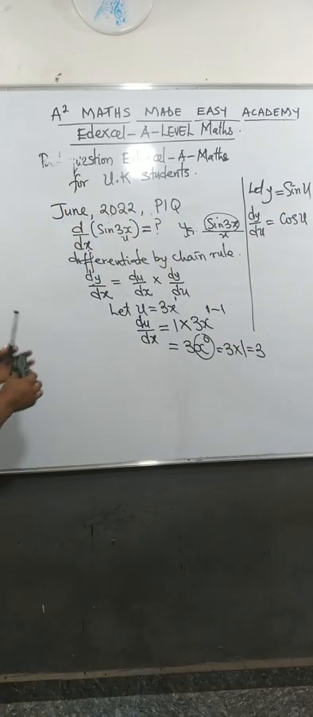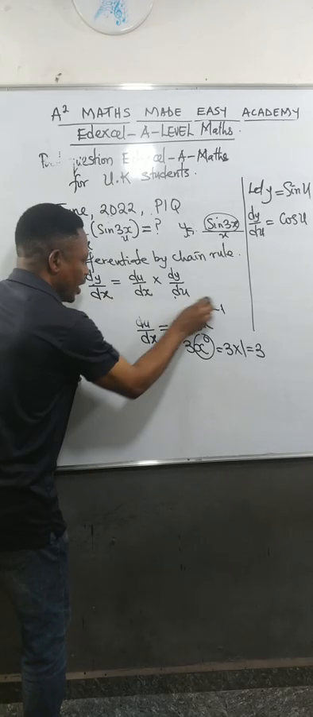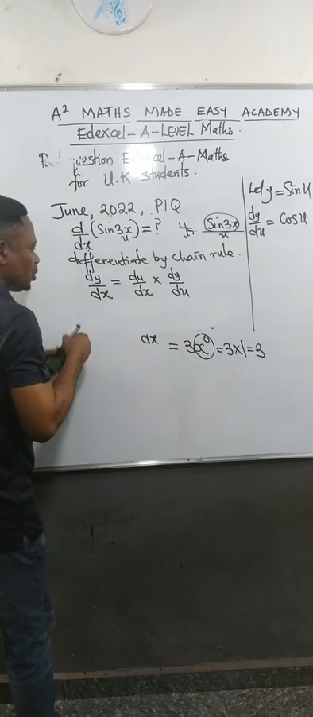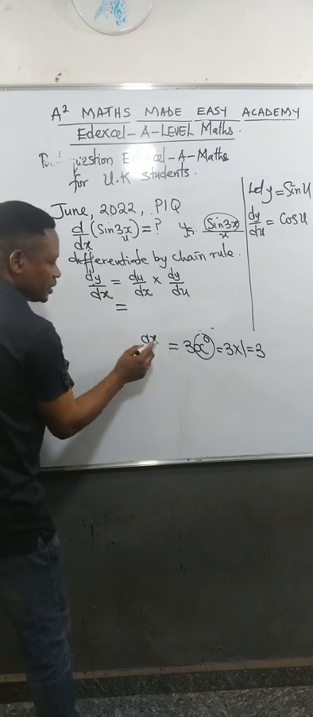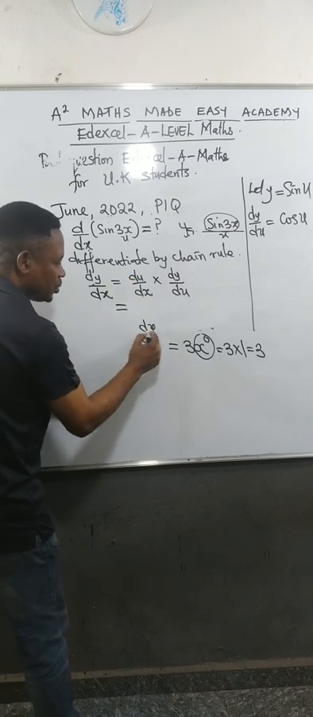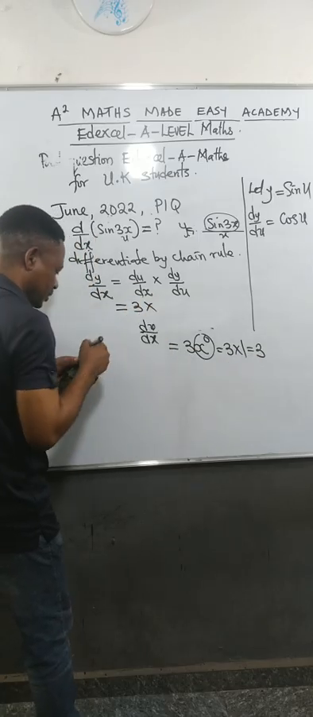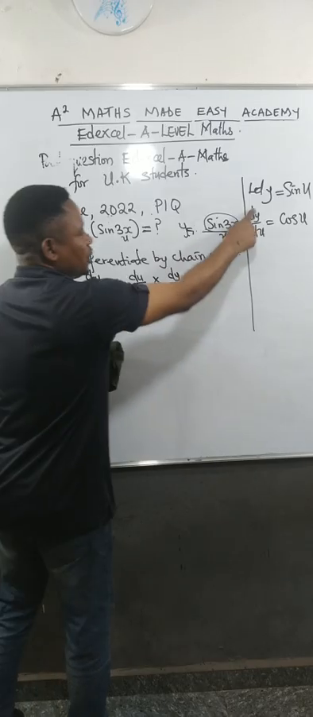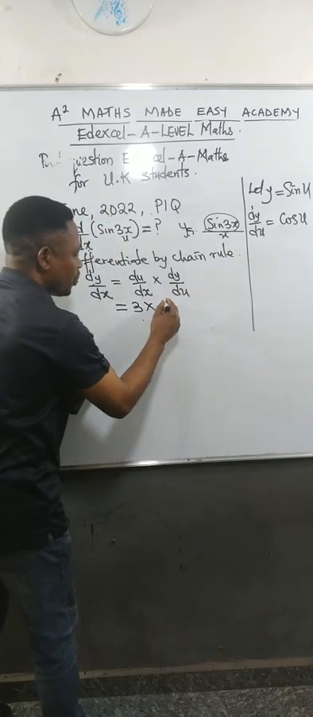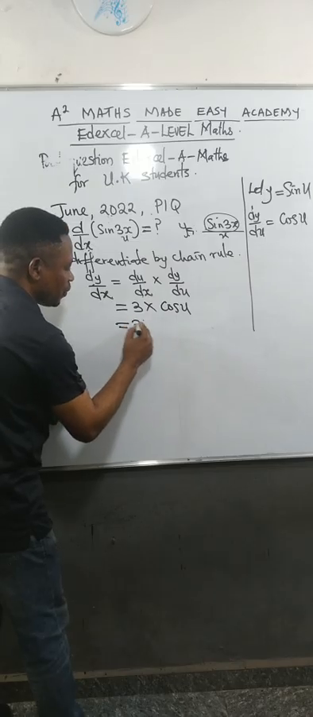Now what do we do? We now go back to the formula and substitute. Now this is the formula, right? I want you to watch. Now dy/dx is equal to, the first one is du/dx, which I have cleaned already. What is the value? 3. Here is 3, right? Then times the next one, dy/du, which is cos u. I will put here cos u. Finally, 3 times cos u gives us 3 cos u.